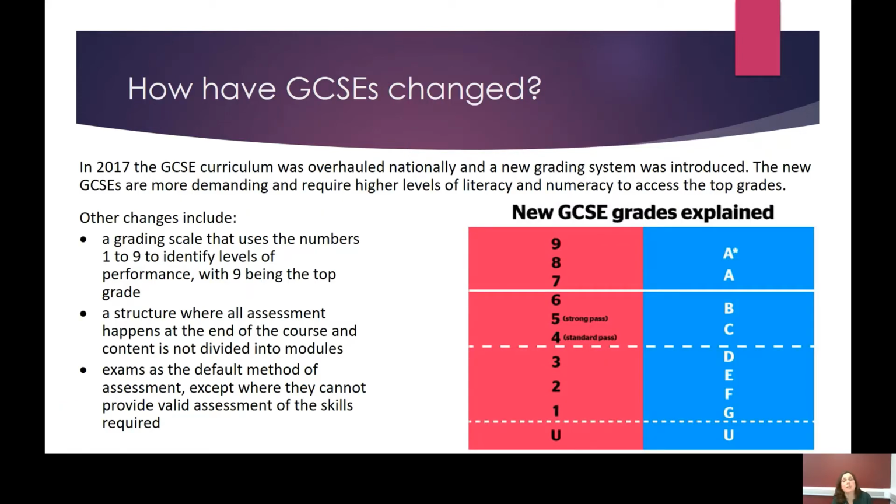So if we look at GCSEs, GCSEs have changed. Back in 2017, the curriculum was completely overhauled, and we no longer had the A star to G grades, but we changed them to numbers, and they went from 1 to 9. So now, instead of having the grade C as our benchmark, the government has a grade 4 as a standard pass, which is like a low grade C, and a grade 5, which is the strong pass, which is like a grade B or C.